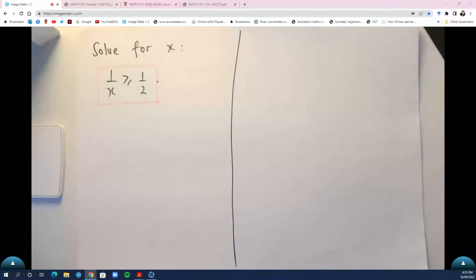Maple's given us an answer, but it hasn't told us how to do it. Any ideas? Cross multiplication, Azad. Yeah, take x over to the right and 2 to the left. Yep. So all those sound pretty good.